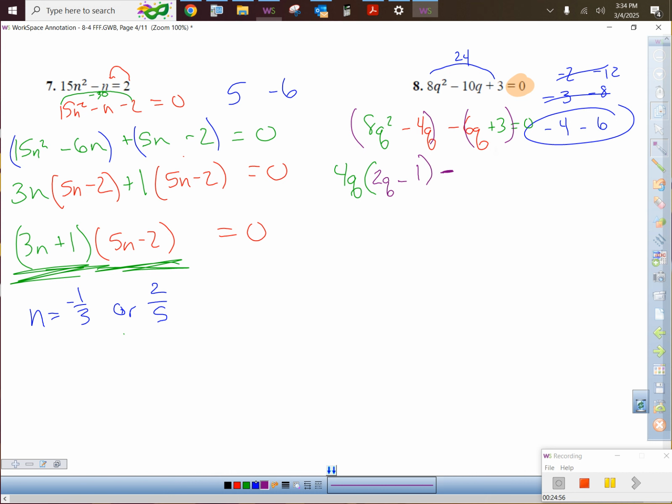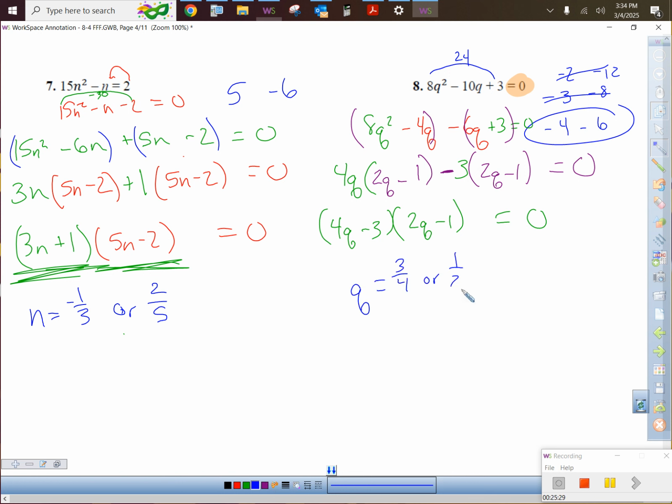There is a 3 that could come out, and I better get me a 2q minus 1 back when I do it, which I will. And now double group: 4q minus 3 times 2q minus 1. So the GCFs become a group of their own. The common group comes down for the ride. Keep that equal to 0 there. And q could equal 3/4 or 1/2.